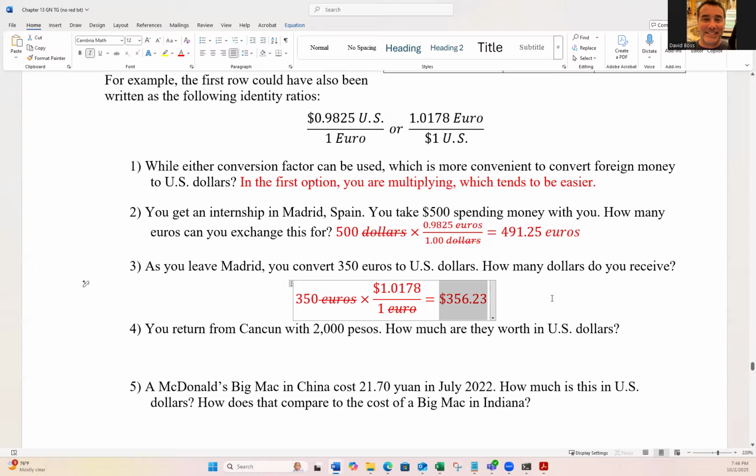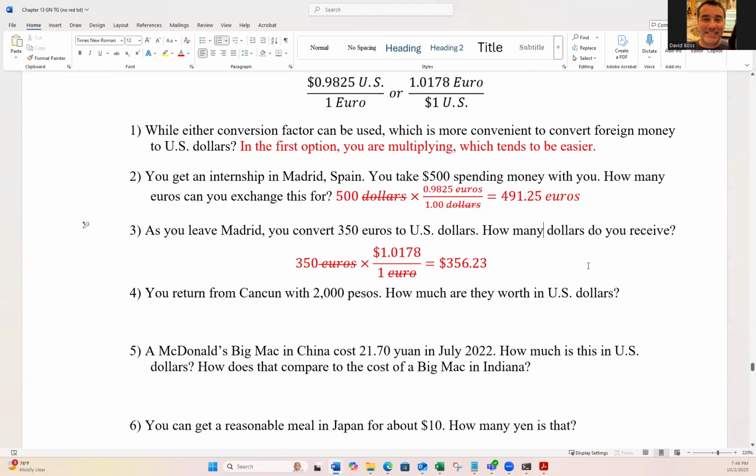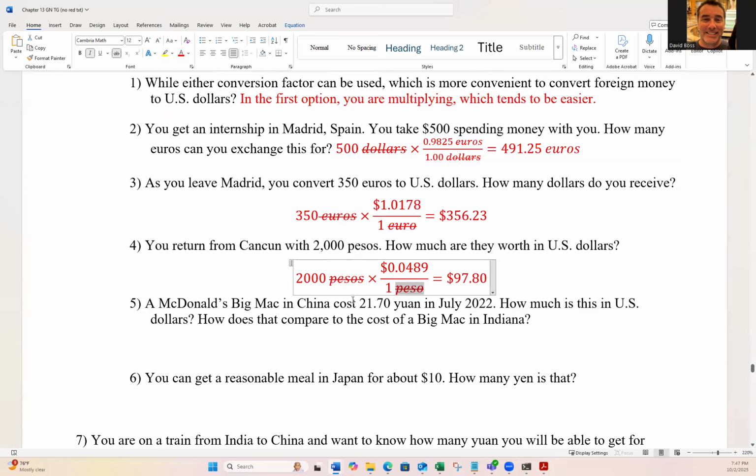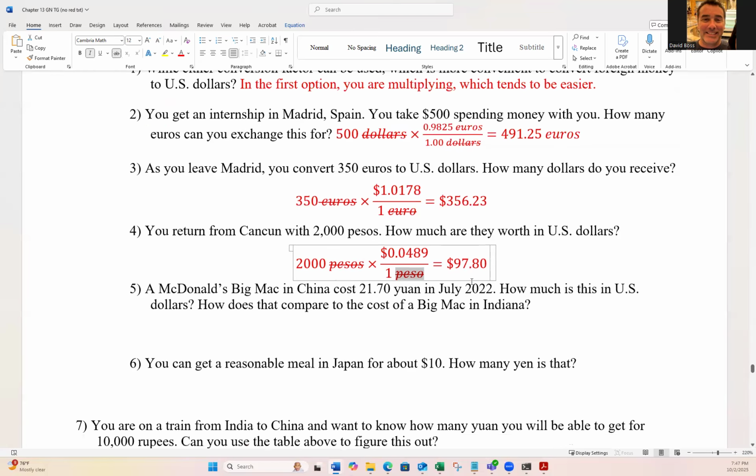So that's what you want. You want dollars at the end. All right. You have pesos, 2,000 pesos. How many US dollars is that? Use the conversion to pesos. Set it up so that pesos is on the bottom here so that it cancels out and you're left with dollars being your only unit label. So 2,000 times $0.0489 equals $97.80.